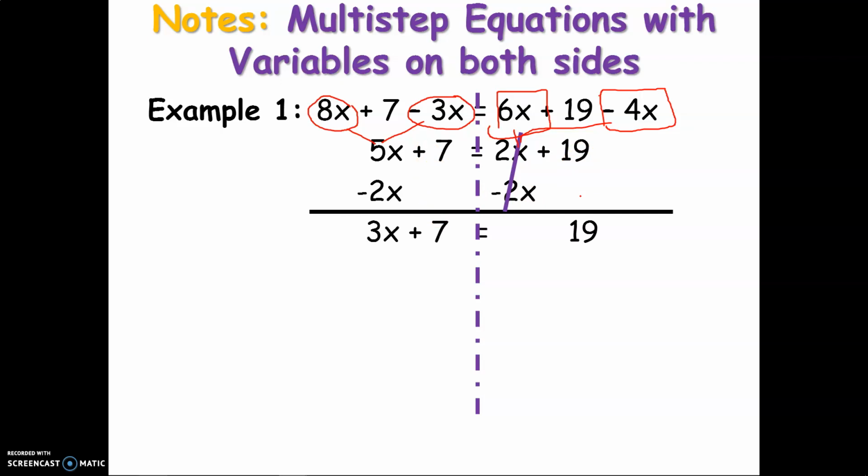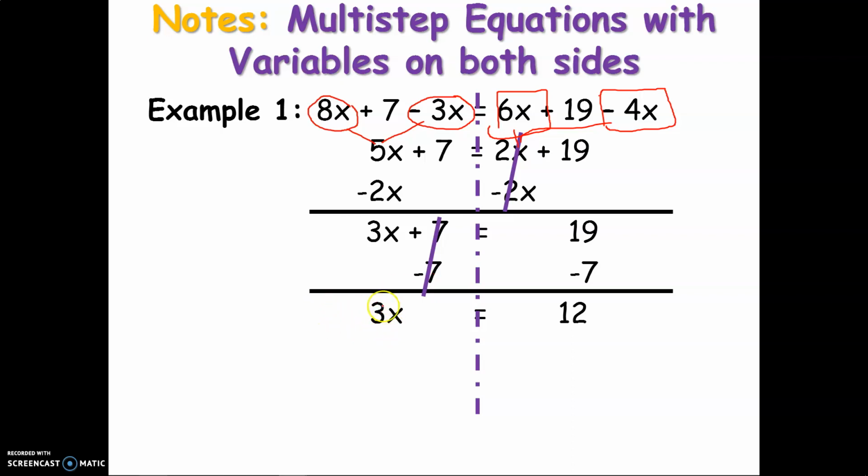Now it's just a two-step equation. Let's reverse order of operations. Do we have any addition or subtraction that needs to be removed? We do. The opposite of plus 7 is minus 7. So we subtract 7 from both sides of the equation. On the left, they cancel. On the right, we get 19 minus 7, or 12. Bringing down the 3x and equals, we have 3 times x is equal to 12.